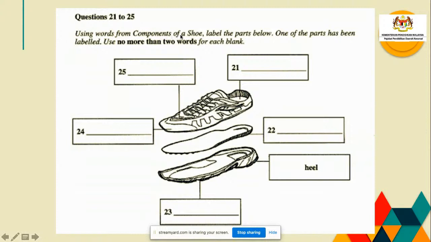One of the parts has been labeled. "Use no more than 2 words," meaning you cannot write more than 2 words. Must be 1 or 2 only. So you must find the answers from the leaflet. Right, okay, section C, reading comprehension.